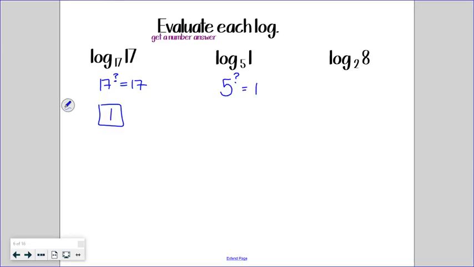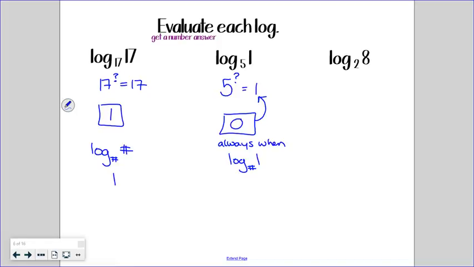Okay, so how do I raise something to a number and get 1? 0. Anytime the answer is 1, anytime it's the log base anything of 1, our answer is 0. Okay? And over here, anytime it is log base anything of that same thing, our answer is 1. What if you had a log base of 1? We can't have a base of 1.